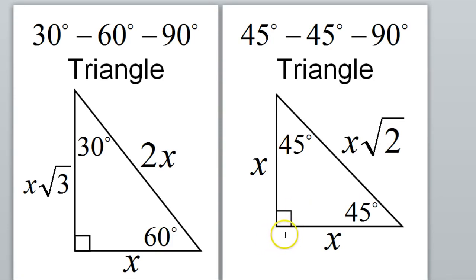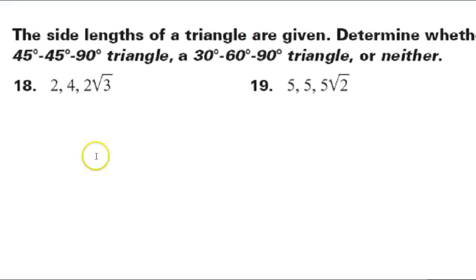On the other hand, if it's 30-60-90, none of them should be the same, but there should be a small one, and if you double it, that should be another one. And if you take the small one and multiply by radical 3, that should be the third one. So look for the 45-45-90 triangle to involve radical 2, and the 30-60-90 triangle to involve radical 3. Isosceles, or all three different. Okay, what do we have?